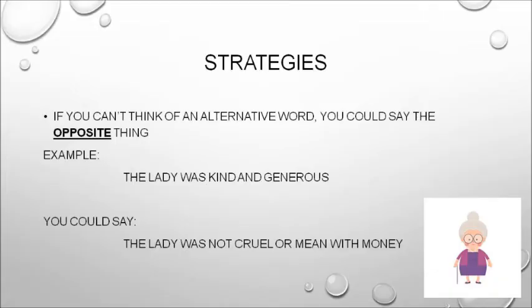Something else you could do is that if you can't think of an alternative word, then you could say something that means the opposite. For example, if the passage said, the lady was kind and generous, and you were sitting going, oh, I can't think of another word for that, or either of those, then you could say, the lady wasn't cruel or mean with money.